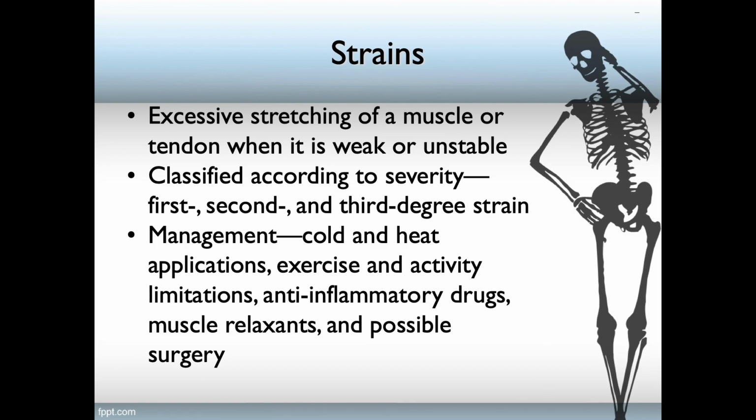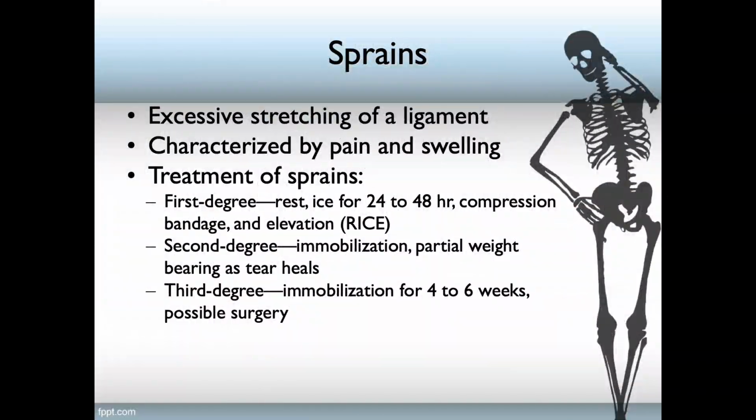Sprains are the excessive stretching of a ligament. These are characterized by pain and swelling. The treatment for sprains includes, for a first-degree sprain, rest, ice for 24 hours, compression bandage and elevation. Second degree requires immobilization, partial weight bearing as the tear heals, and third degree is immobilization for 4 to 6 weeks, and, if it doesn't heal, possible surgery.